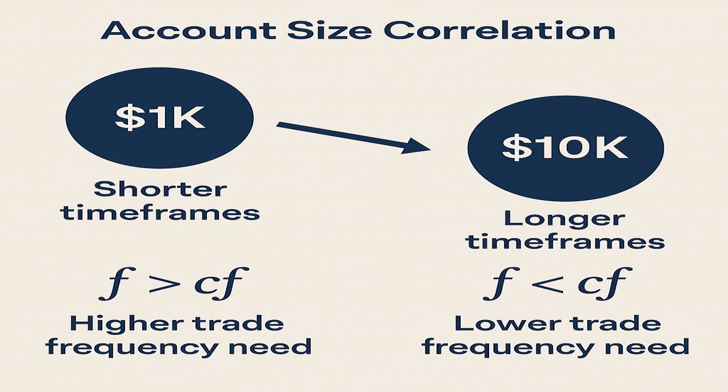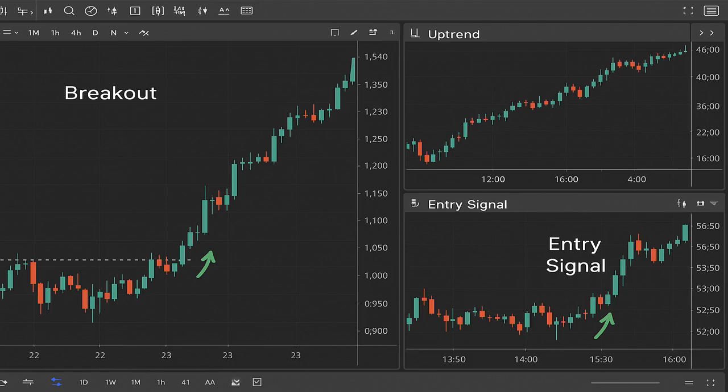Here's something most educators won't tell you: your account size should influence your timeframe choice. With a $1,000 account, you need higher frequency trades to grow meaningfully, so shorter time frames like 5 and 15 minutes make sense. With a $10,000 account, you can afford to wait for higher quality setups on longer time frames like hourly and daily. This isn't just about patience, it's about mathematics. Smaller accounts need more opportunities, larger accounts need better risk-to-reward ratios.